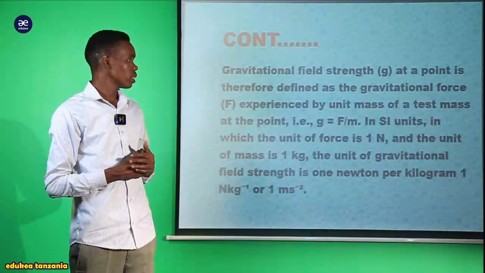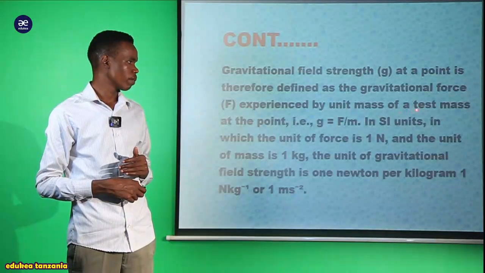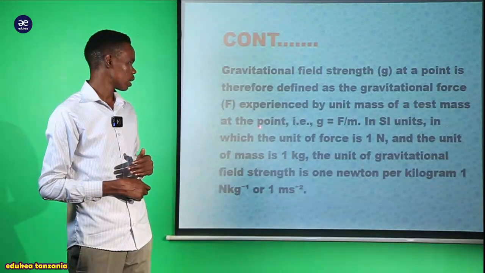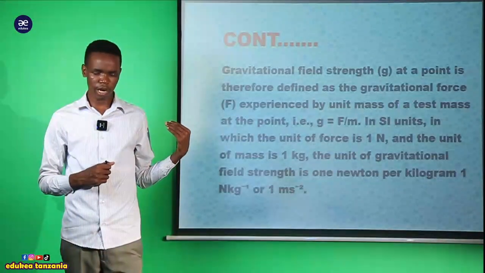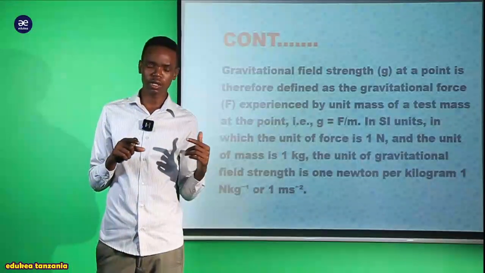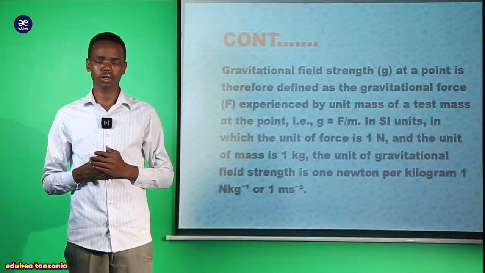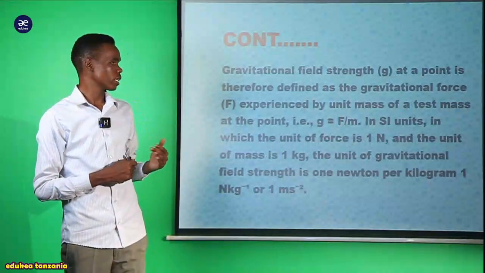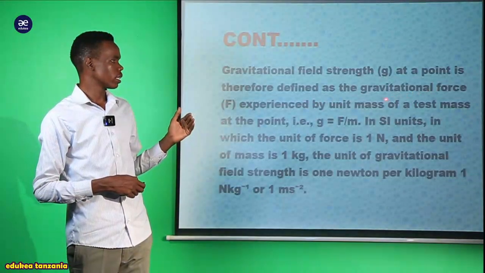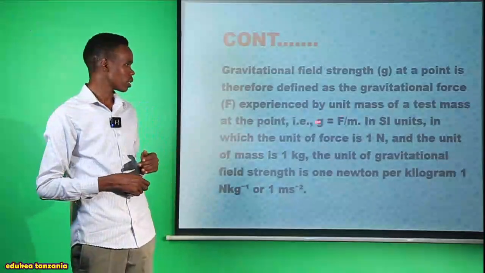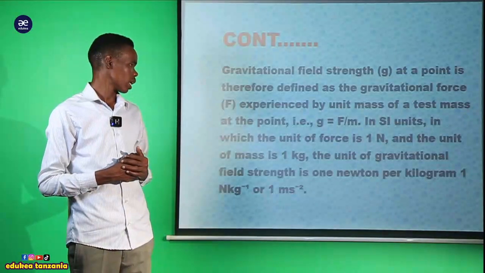So, my dear student, the gravitational field strength at a point is defined as the gravitational force experienced by a unit mass of a test mass at that point. When we talk about the gravitational field, the thing we are talking about here is the relationship between the force and the mass. So the gravitational field strength is also defined as the gravitational force experienced by a unit mass of a test mass at the point.